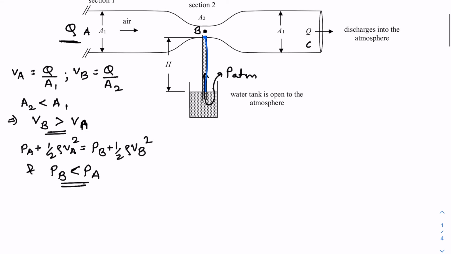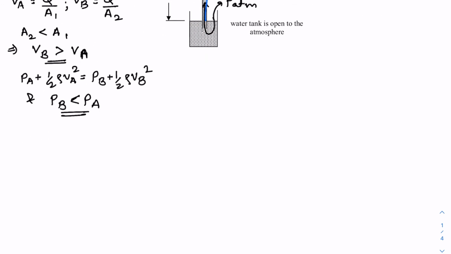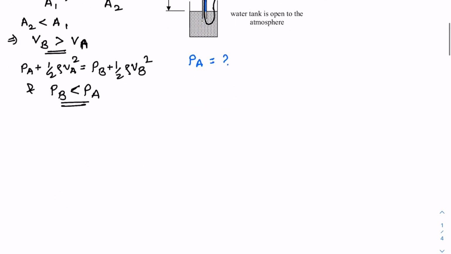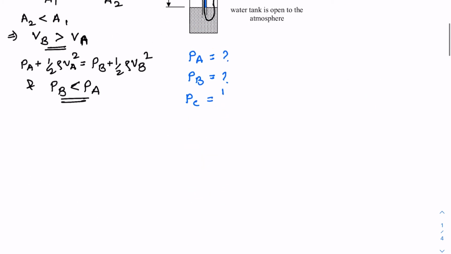So I already marked the point at the entrance as point A, the point where the throat is point B, and the exit is point C. So let's just write out the pressures. PA, we don't know what PA is, it is not given here. PB again is an unknown. However, PC is known because point C is open to atmosphere, so PC is P atmosphere.